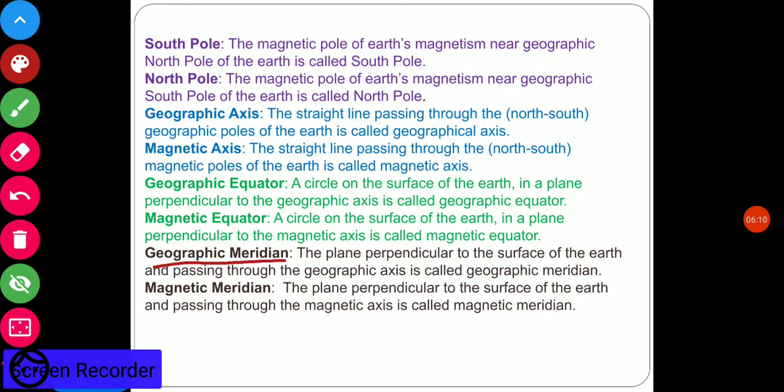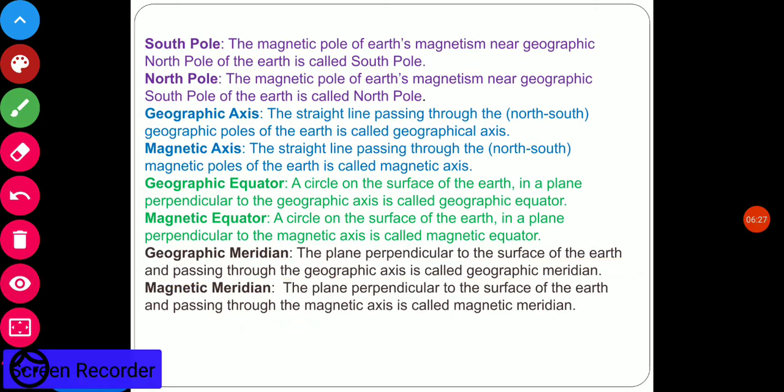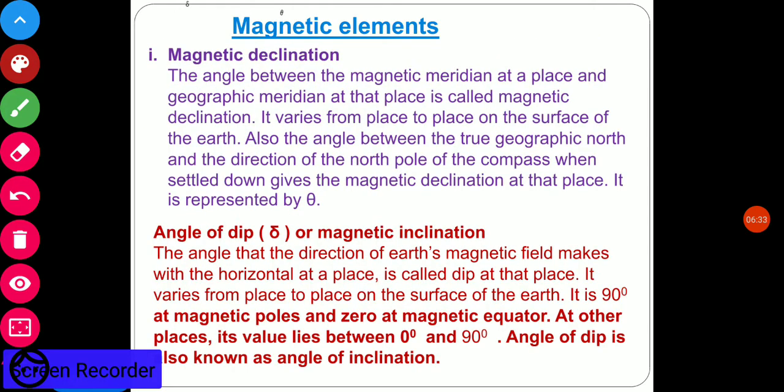The plane perpendicular to the surface of the Earth and passing through the geographic axis is called the geographic meridian. And the plane perpendicular to the surface of the Earth and passing through the magnetic axis is called the magnetic meridian. These are a few terms or definitions related to Earth magnetism. Now some more terms related to the Earth's magnetic field.